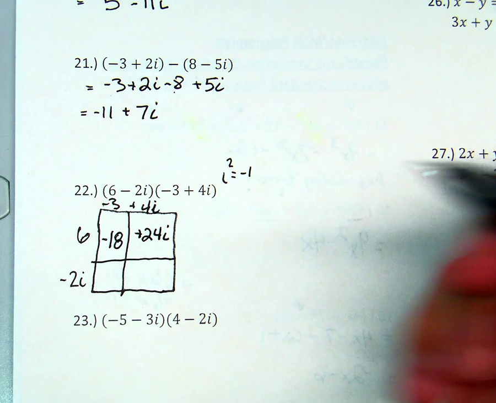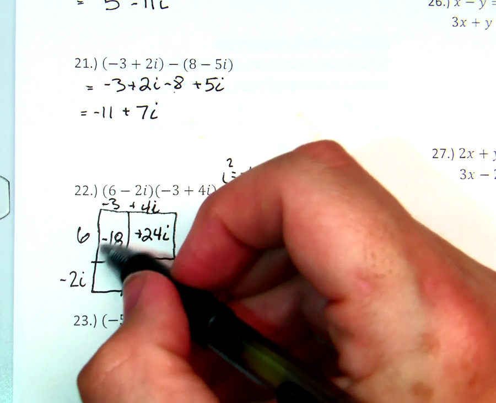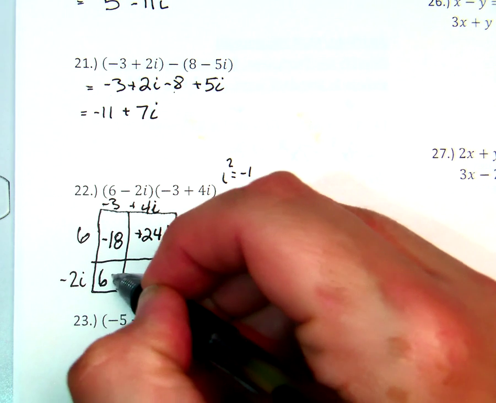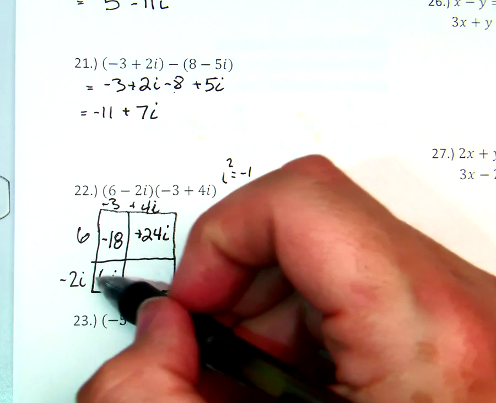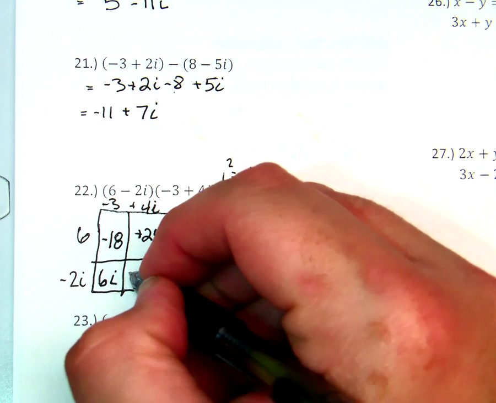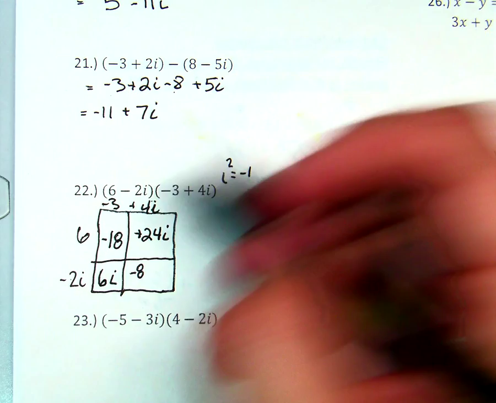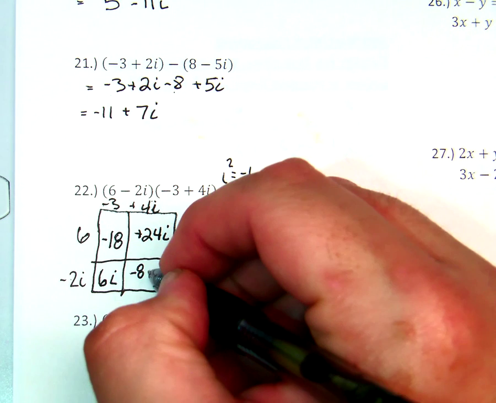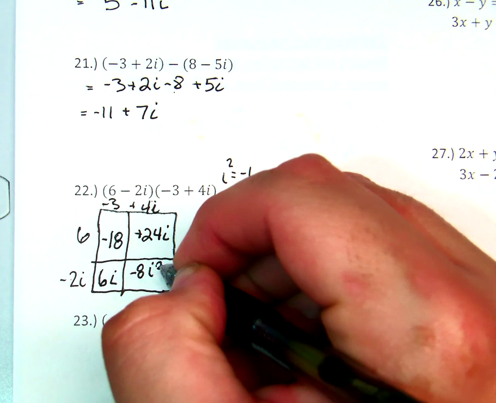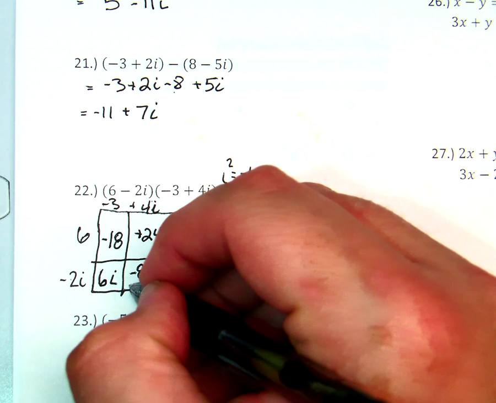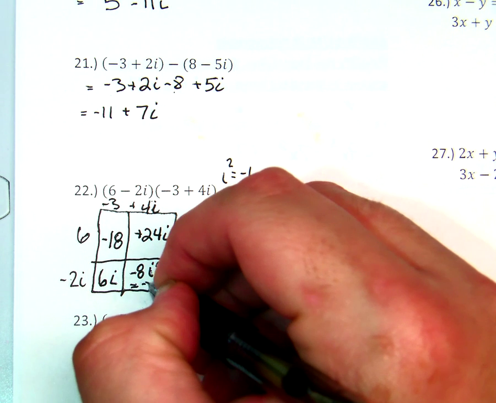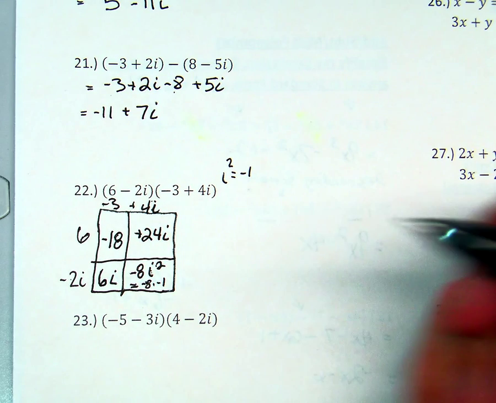Negative 2 times negative 3, that's 6i. And negative 2 times negative 4, no, it's positive 4. Negative 2 times positive 4 is negative 8. i times i, i squared, but that's a negative 1. So this is actually equal to negative 8 times negative 1, which is equal to 8.